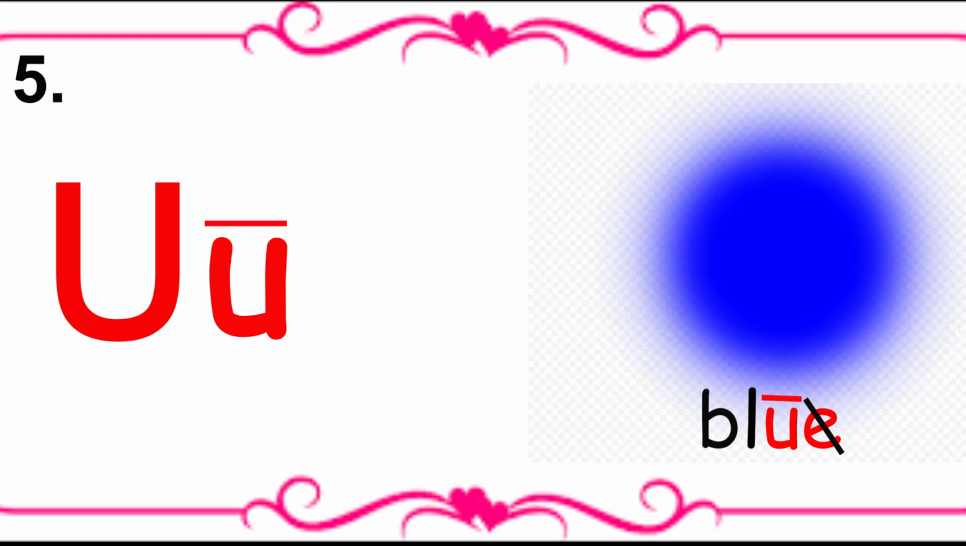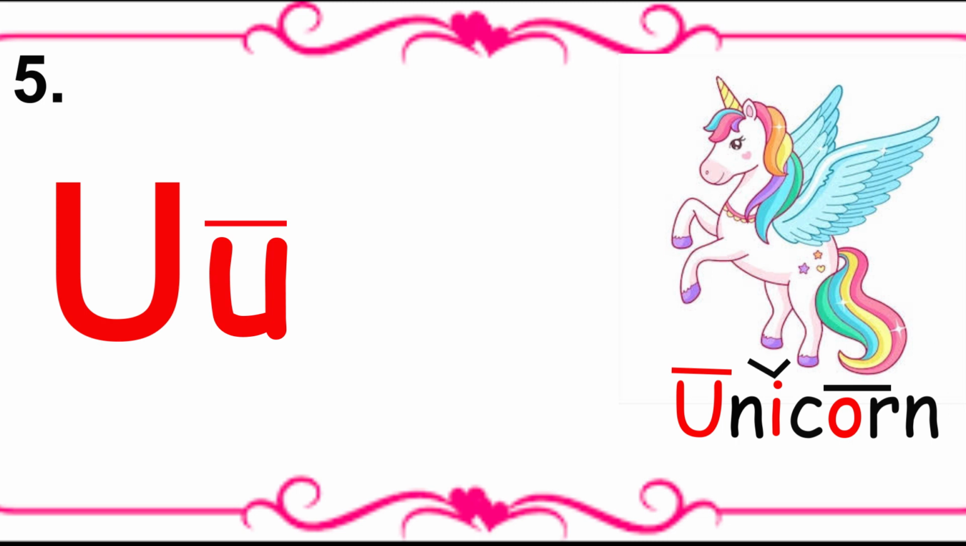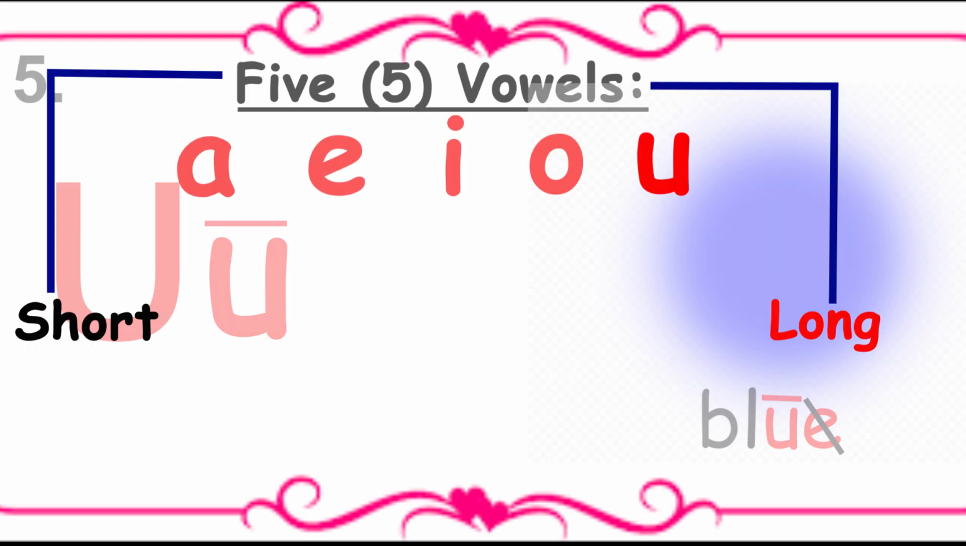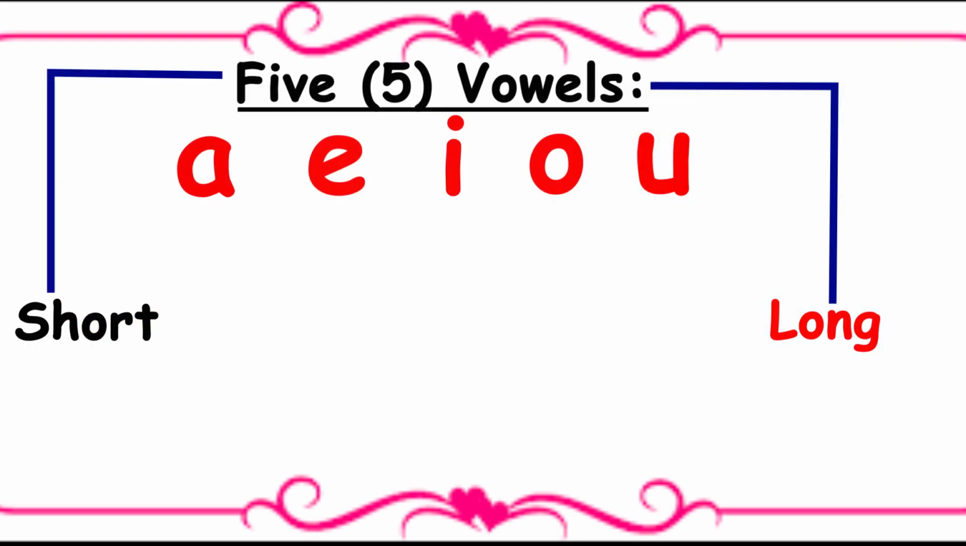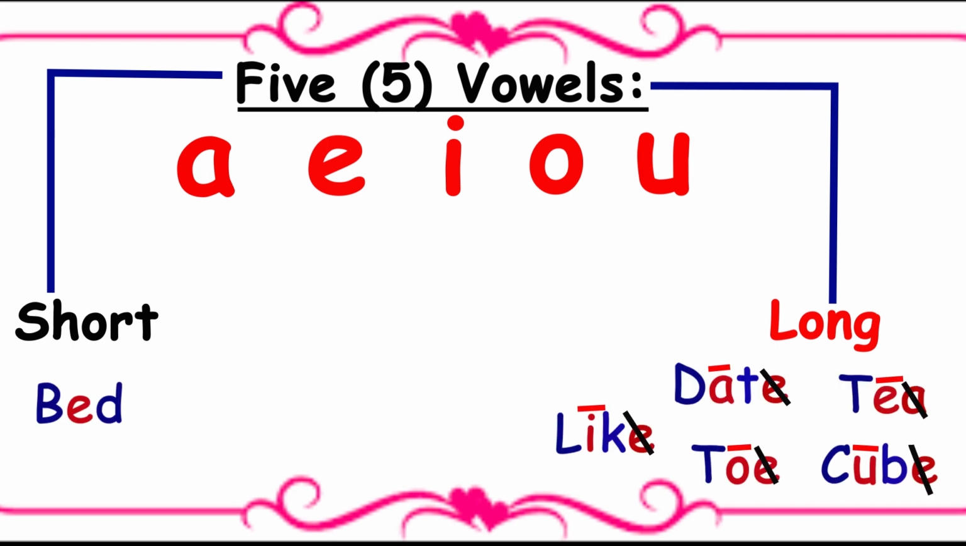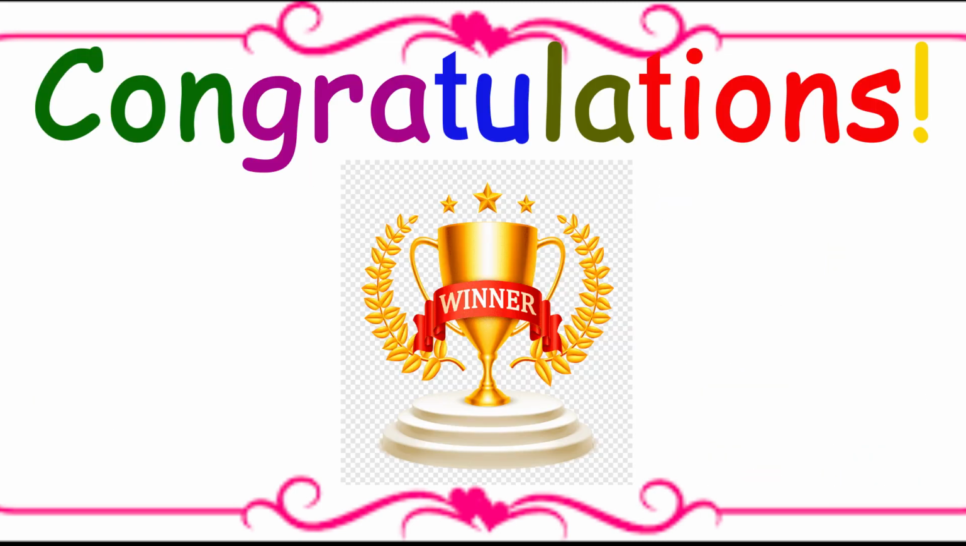So the long letter U sound. Let's say it again. The first sound it can say is you. Or it can say ooh. Excellent job. This is all for the long vowels. Don't forget the rules of the long vowels: the long vowels are the same as the letter names, and to make a long vowel, the first vowel makes the long sound, while the second vowel is usually silent. Congratulations, you have just learned the long vowels.